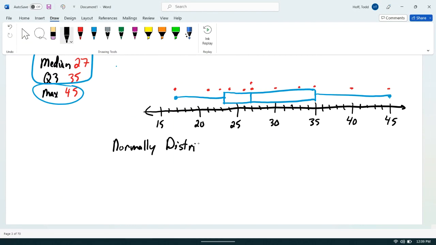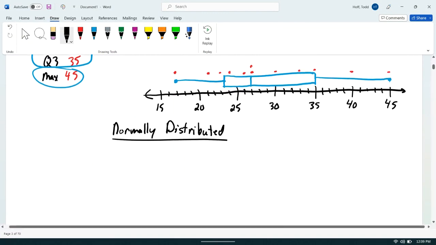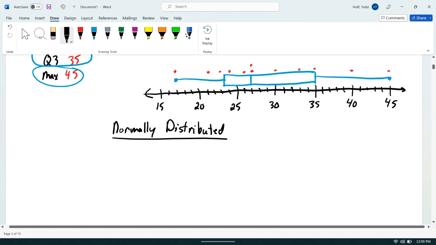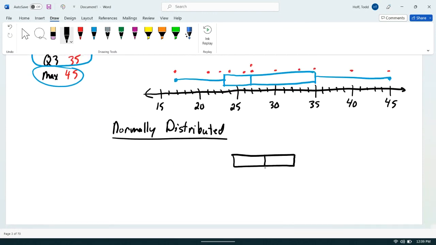And we had mentioned that because the interquartile range was less than half of the range, that was a good indicator that this could be normally distributed. Well, a box plot for perfectly normally distributed data, first of all, would have the median exactly in the middle of the box. Then the whiskers longer than each of the sections of the box.